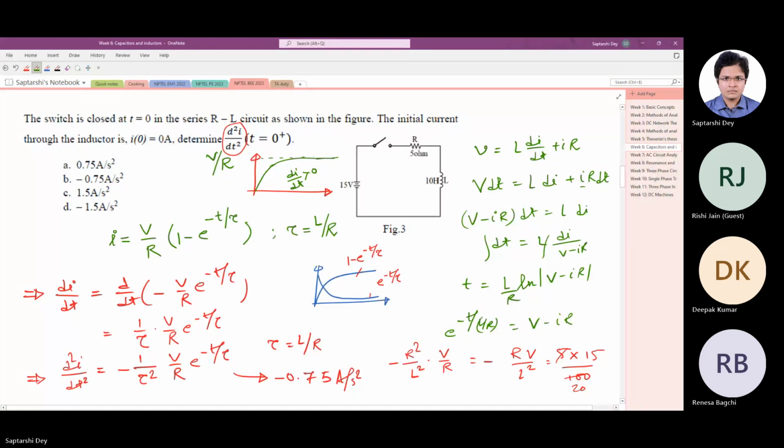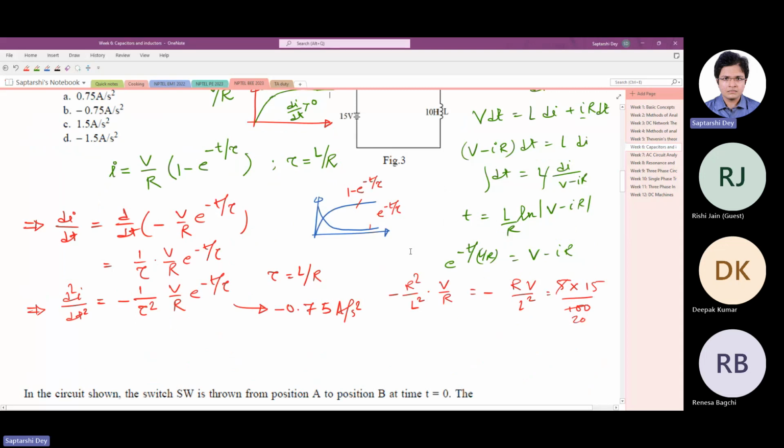I'm sorry, your voice is breaking. Go again. We can do it by using KVL also, like doing an equation with KVL. Yes, we did it by KVL only. That is the only tool we have to solve this circuit. By KVL only we did.